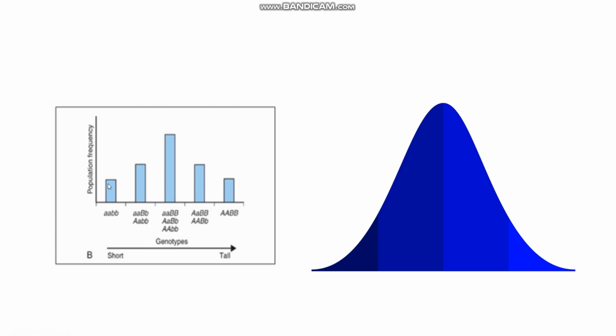Now, this does not yet look like the bell-shaped curve, but we can extend this example so that it includes more genes and also a bunch of environmental factors influencing height. And then you'll actually see that you'll have this bell-shaped curve.